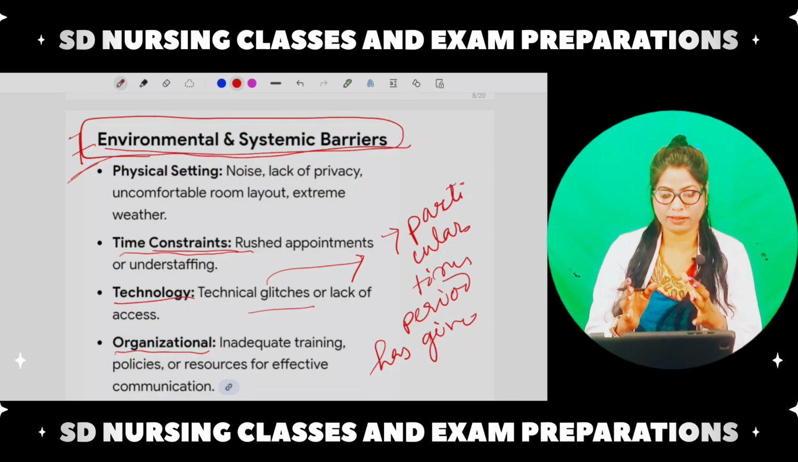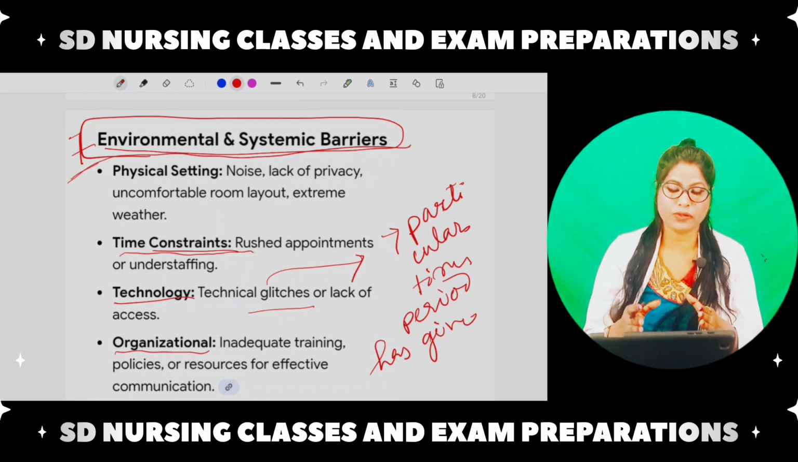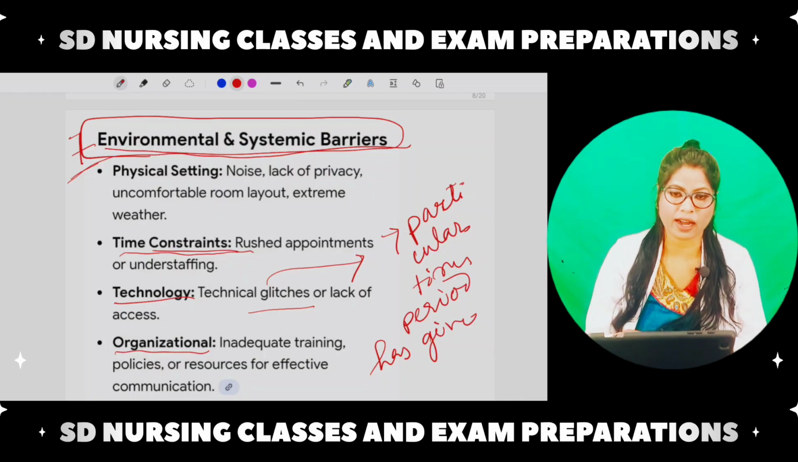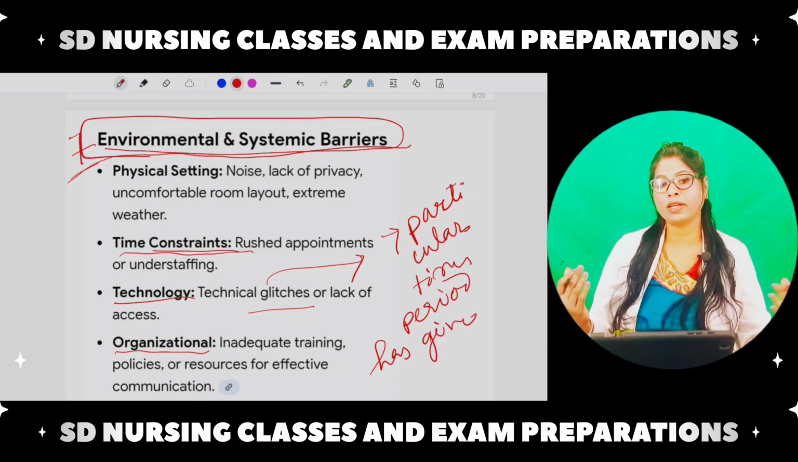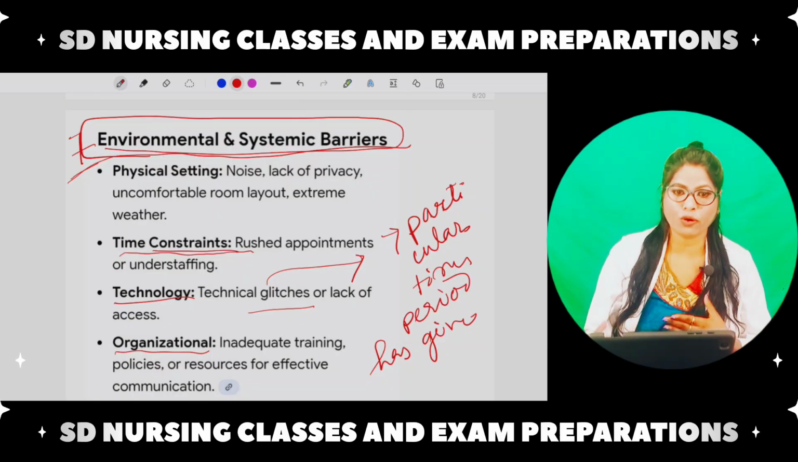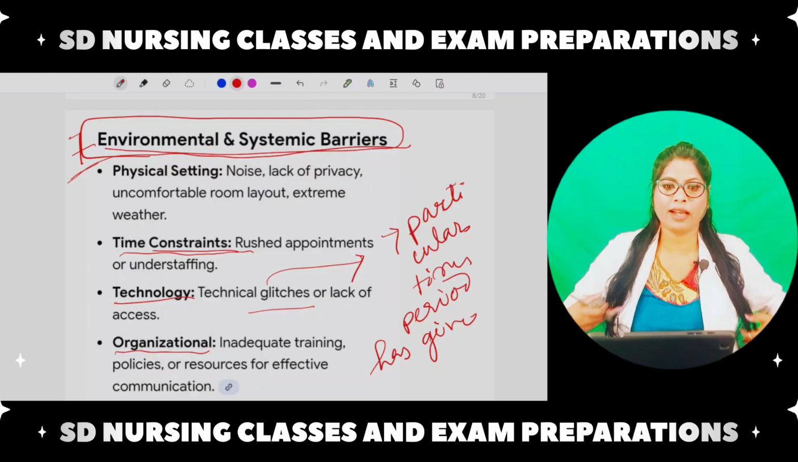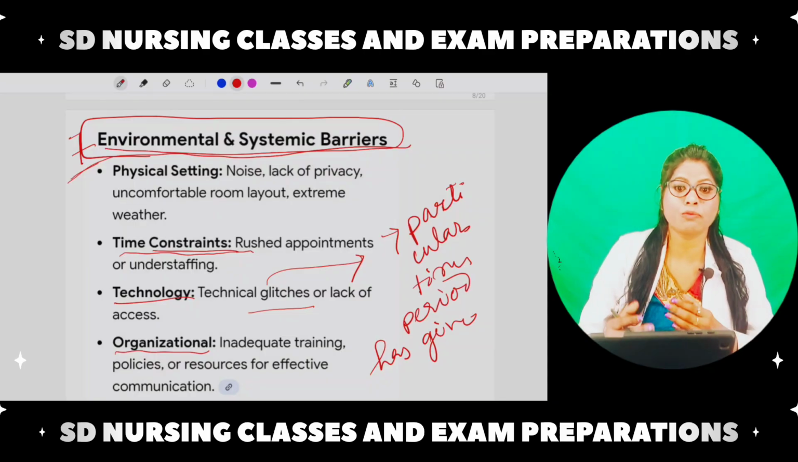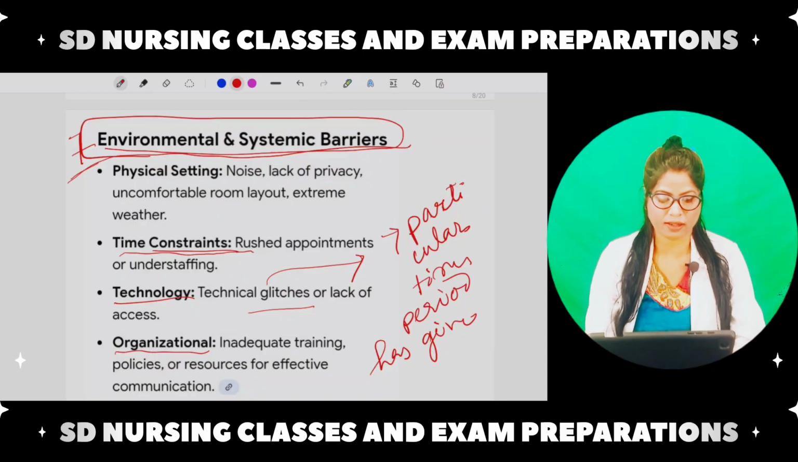So if the task is too much, very lengthy or very difficult, it won't be comfortable for the person whom you have given the task. In this case, this is a barrier. To overcome it, the person may talk to you and ask, ma'am, this is too long and I have no time to finish this that soon, so please give me some more time. That will overcome the time constraint.